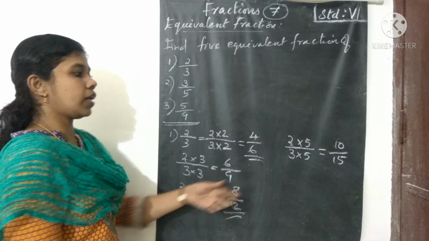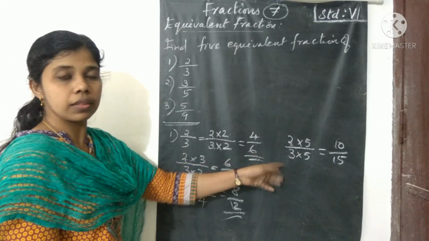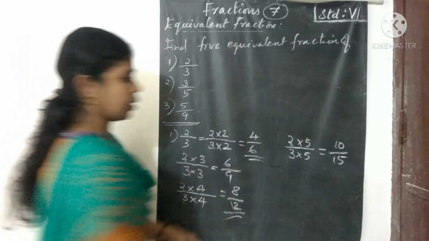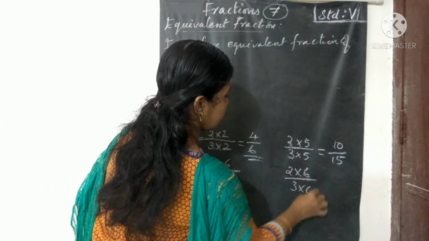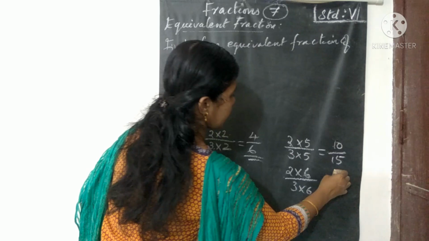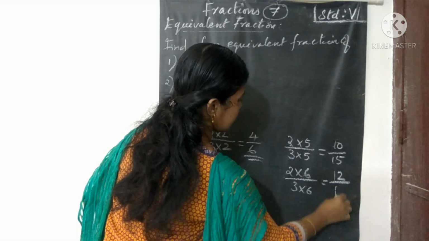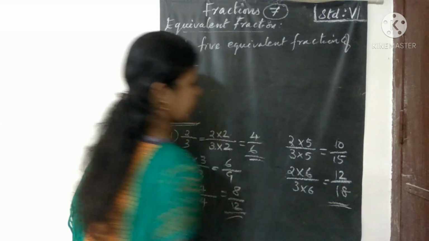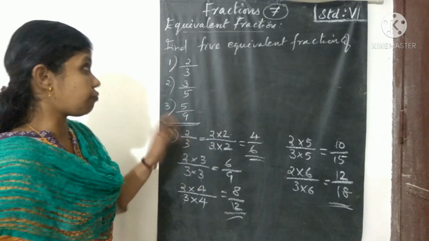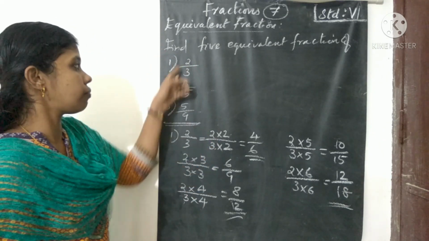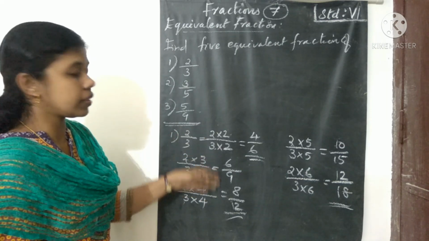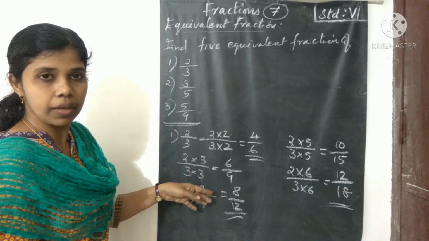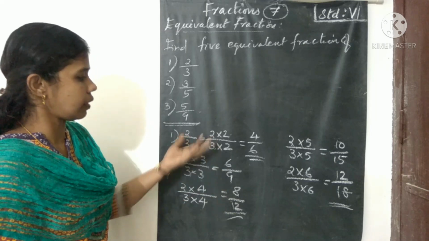Okay, next what? 2 into 6, 3 into 6. 2 into 6 is 12, 3 into 6 is 18. Okay, these are the 5 equivalent fractions of 2 by 3. So we multiplied with the natural numbers. Okay, you can multiply with any number.